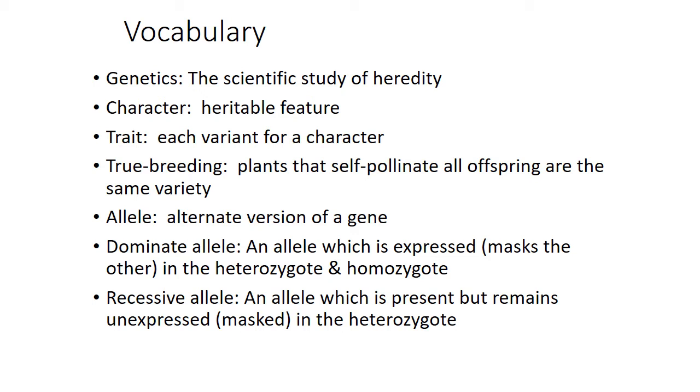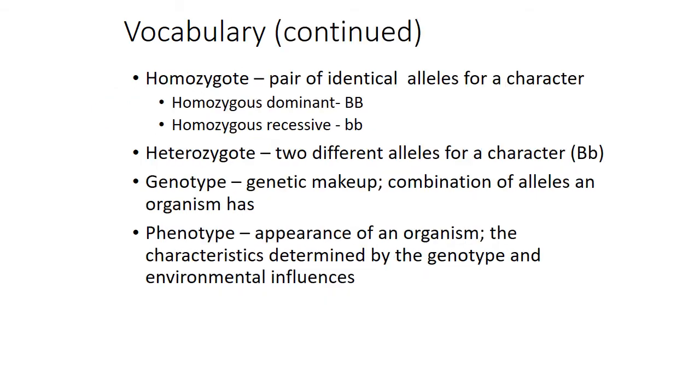A recessive allele, this is an allele that is present but remains unexpressed, or it is masked in the heterozygote. Homozygote, this is a pair of identical alleles for a character. If it is homozygous dominant, it would be a capital B, capital B. If it is homozygous recessive, it is little b, little b. If it is heterozygous, then it's going to be two different alleles. It'll be a big B and a little b, and the dominant trait is going to show if it is in Mendelian form.